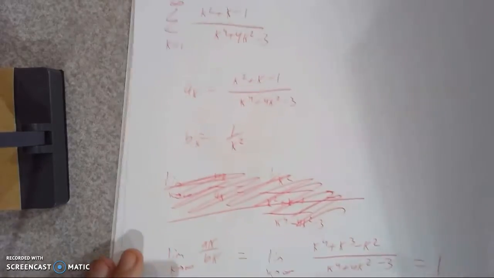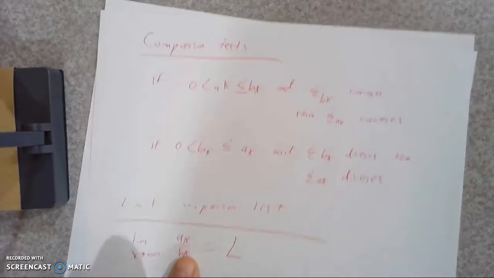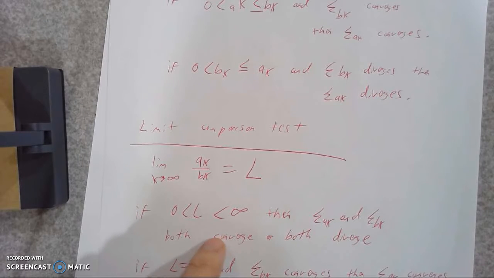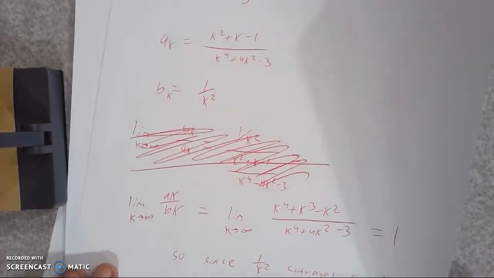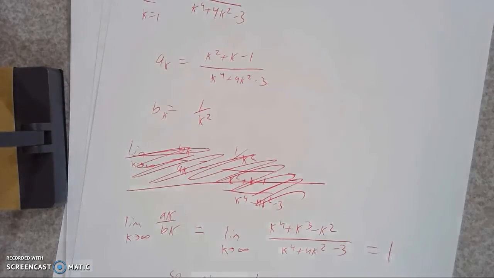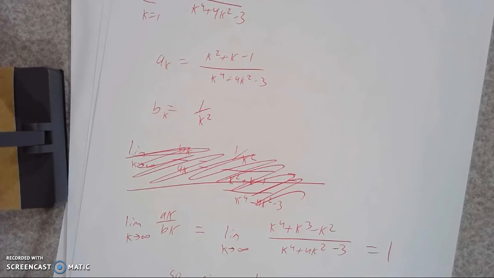So if we go back to our test for the limit comparison test, our limit exists and our limit is finite, so both of these series do the same thing. Since we provided a b_k that converges, our a_k series also converges because they do the same thing. So our series converges. Alright, that is it for comparison tests.